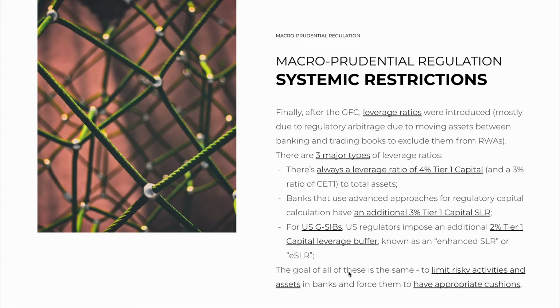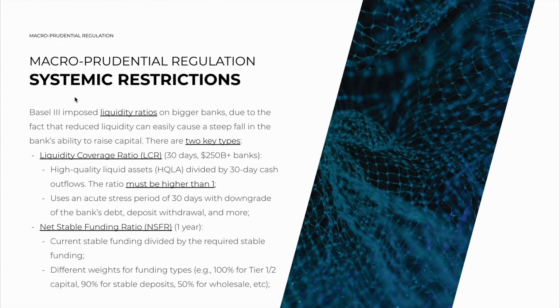And the goal of all of these ratios is the same. It's to limit risky activities and assets in a bank, and to force them to have appropriate cushions. And finally, Basel III in specific, which came right after the Great Financial Crisis in 2010, imposed liquidity ratios on bigger banks. And this is due to the fact that reduced liquidity can easily cause a steep fall in the bank's ability to raise capital.